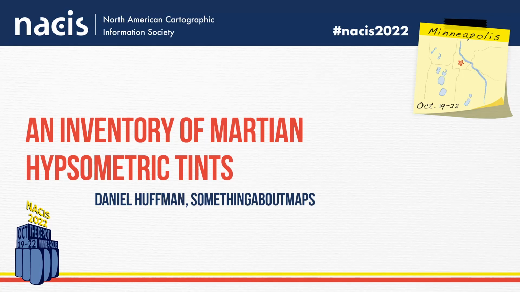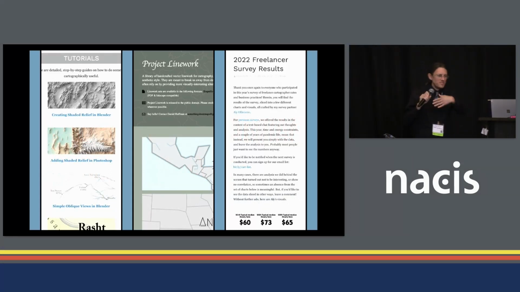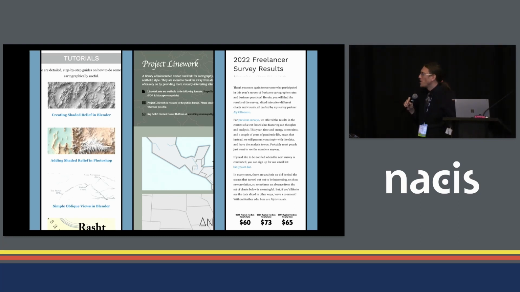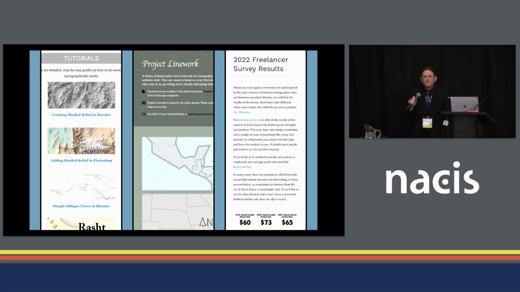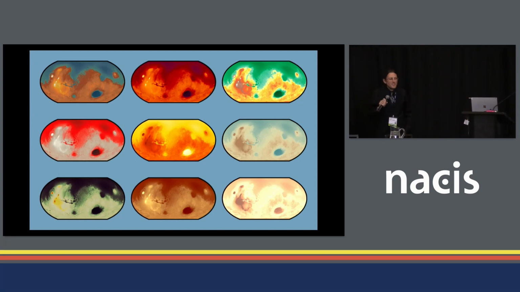I have been pleased over the years to be able to offer the cartographic community a wide variety of tutorials and map-making advice and other cartographic resources, things like this. And what I'm going to talk to you about today is by far the least useful and therefore least popular among all those resources, but it's probably my favorite one, so I want to share the love with all of you. And that is my collection of hypsometric tinting schemes for maps of Mars.